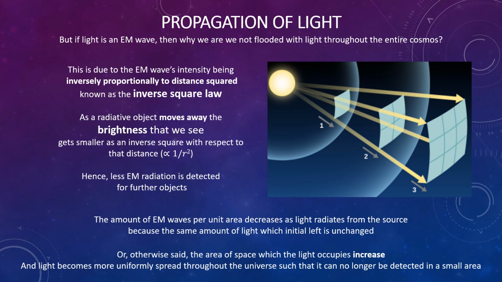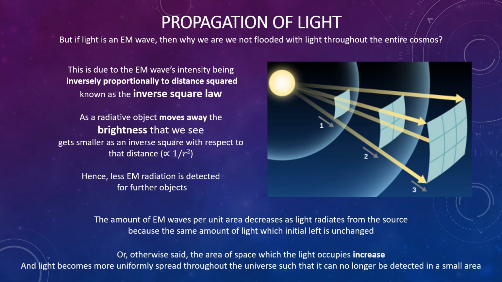So if we've got a bunch of light sources out there, a bunch of stars and hot gas that's radiating, how is space not just entirely flooded with light? Well, this is because light's intensity drops off inversely proportional to the distance from the source squared. So this is called the inverse square law, and it means as we get further away from objects, the brightness we see gets smaller.